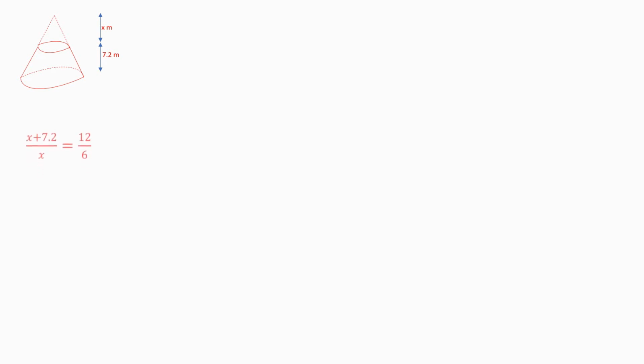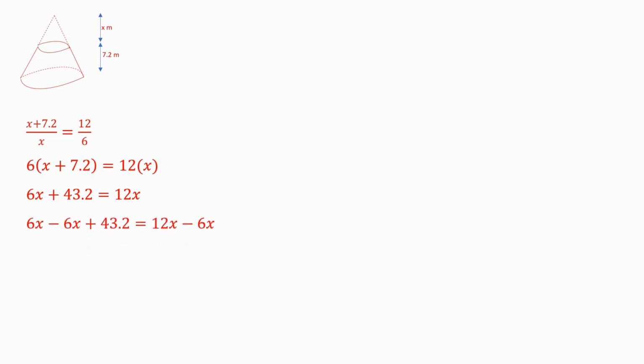And that means the total height of the cone, which is x plus 7.2 meters, over x, the height of the small cone, is equal to the radius of the big cone divided by the radius of the small cone. We cross multiply. We have 6 into x plus 7.2 is equal to 12x. Open the bracket. We have 6x plus 43.2 is equal to 12x. We subtract 6x from both sides of the equation. We have 43.2 is equal to 6x, which is the same as 6x equals 43.2. We divide both sides by 6 to find the value of x, which is 7.2 meters.